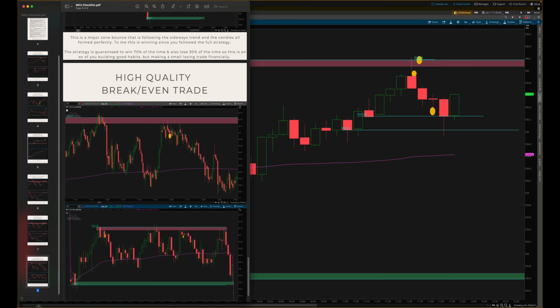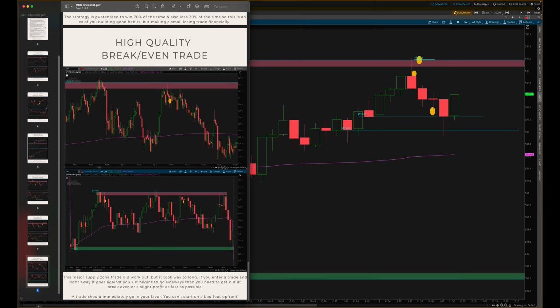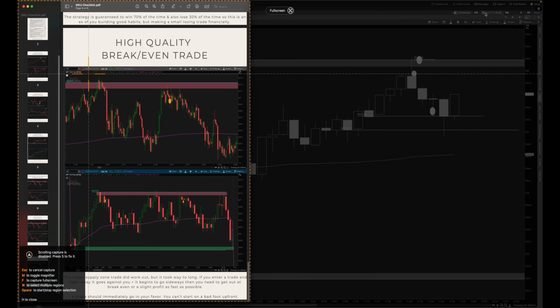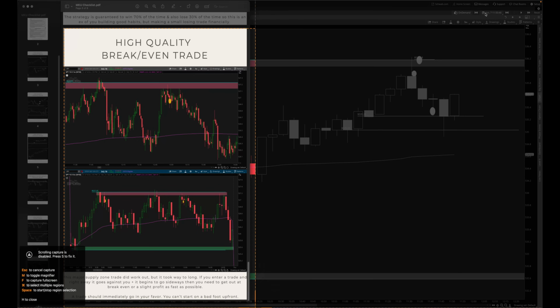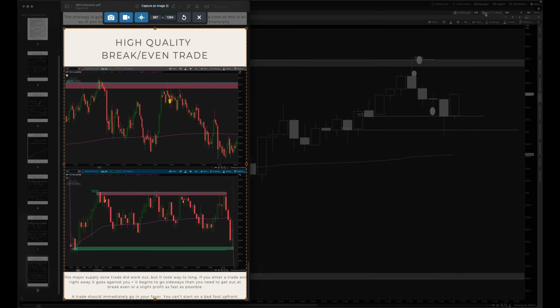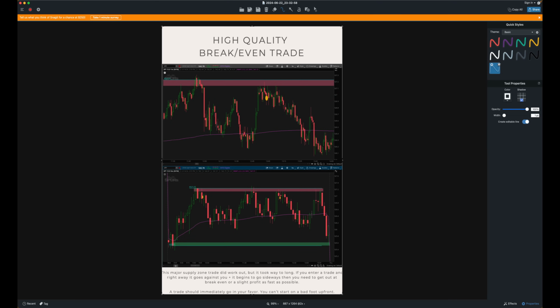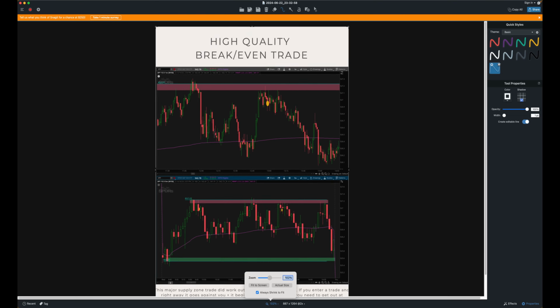Here's a high quality break even trade. I didn't even go over this day. I almost thought about going over this day, but check it out. Full sideways trending day. Perfect day, really. Let me go ahead and screenshot this one anyway, and I'll walk through it with you all step by step. And let's go ahead and zoom in.